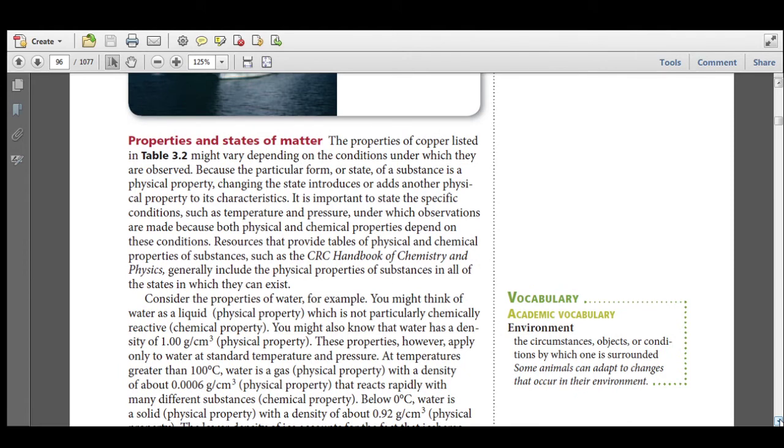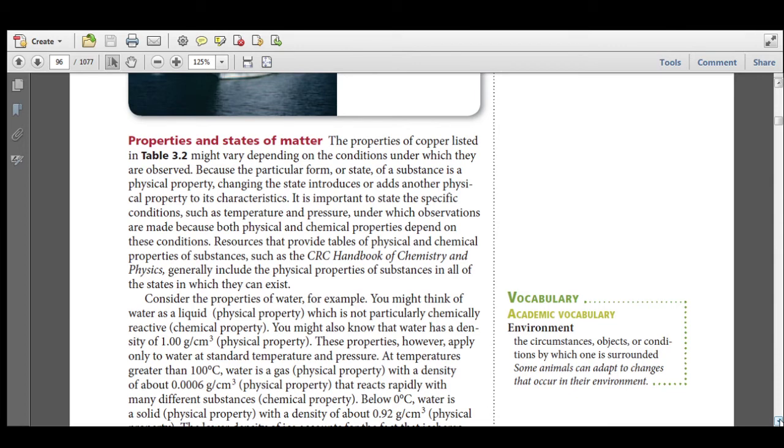The properties of copper listed in Table 3.2 might vary depending on the conditions under which they are observed. Because the particular form or state of a substance is a physical property, changing the state introduces another physical property to its characteristics. It is important to state the specific conditions, such as temperature and pressure, under which observations are made because both physical and chemical properties depend on these conditions.